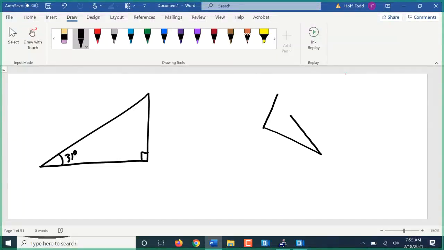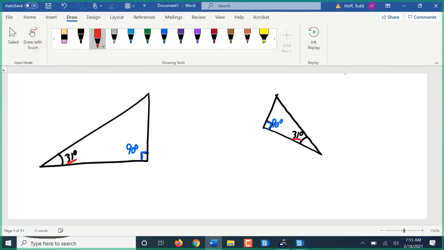If I have another right triangle where this angle is 31 degrees, what can I say about those two triangles? Well, because we know that the right angle is 90 degrees in both triangles, hence the definition of a right angle, all we need to know is that one other angle.